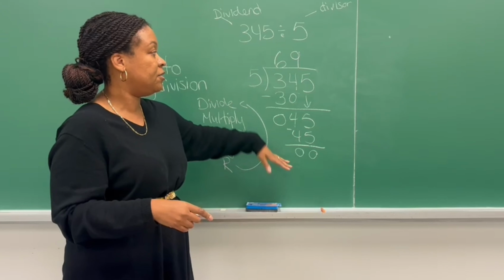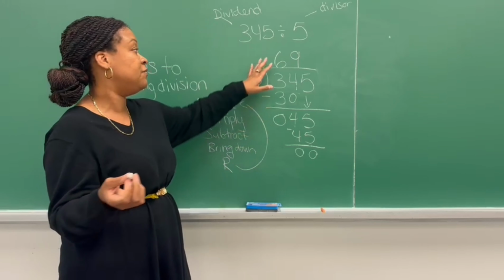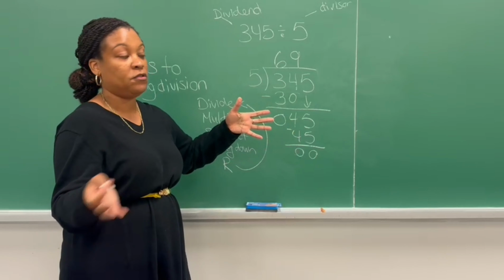When we have a remainder, 0 remainder just means that it divided evenly and that there's nothing left over.